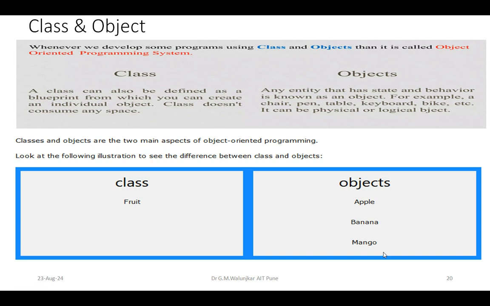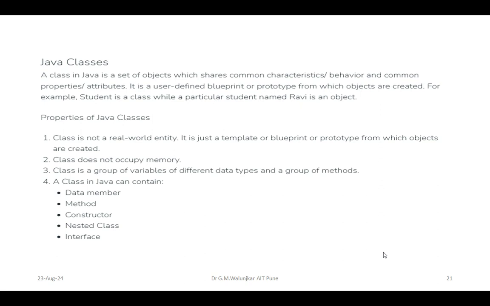Objects are basic runtime entities in object-oriented programming. In C++, the class variables are called objects. Using an object, we can access the member variables and member functions of a class. An object represents a person, place, or any item that a program handles. So class and object are very important concepts in object-oriented programming languages like C++ and Java. Here we talk with respect to Java.